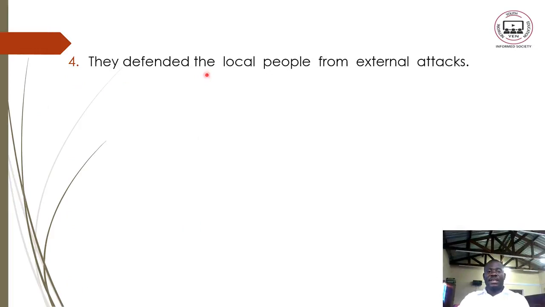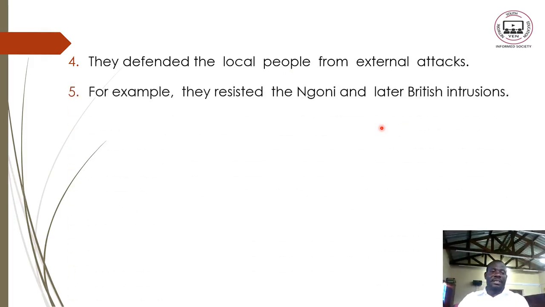They also defended the local people from external attacks. Mind you, when the Yao came here, they lived together and coexisted with the indigenous people, the Manganja, and hence they made that relationship to be one. As a result, whenever there was an external attack, they could defend even the indigenous people because they had guns to fight. For example, the Yao resisted the Ngoni and the British intrusion into their land.